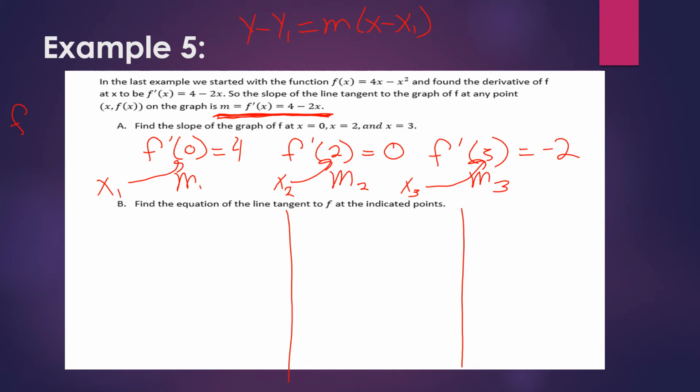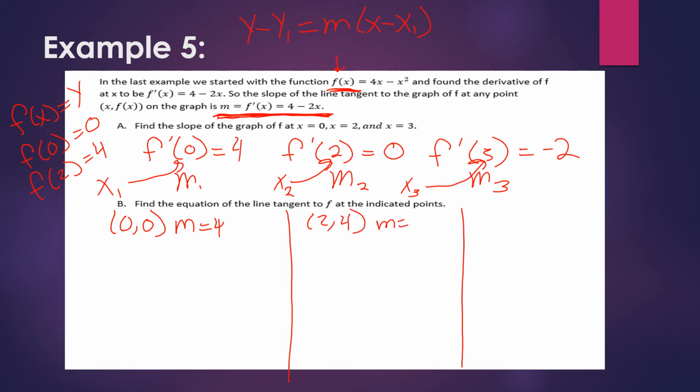So to find y, just remember that f of x equals y. So if I did f of 0, that would give me the first y value. So here's my f of x. If I were to plug in 0, I would get 0. So the first point I'm going to look at is 0, 0, with a slope of 4. For the second point, I'm using x equals 2, so f of 2, plugging in up here again. I'm going to get 4 times 2 is 8, minus 2 squared is 4, so 8 minus 4 is 4. So that gives me the point 2, 4. And this slope is going to be 0.